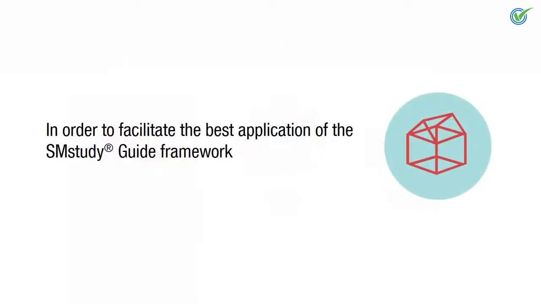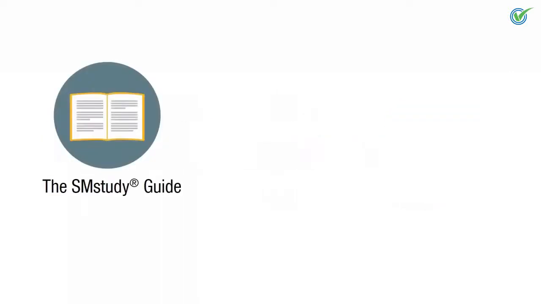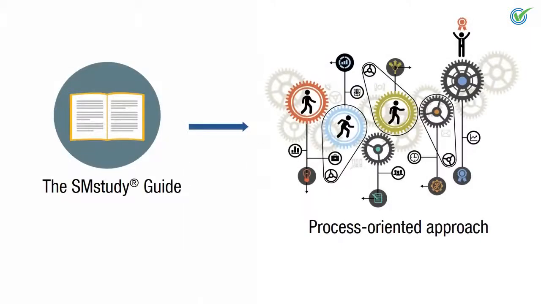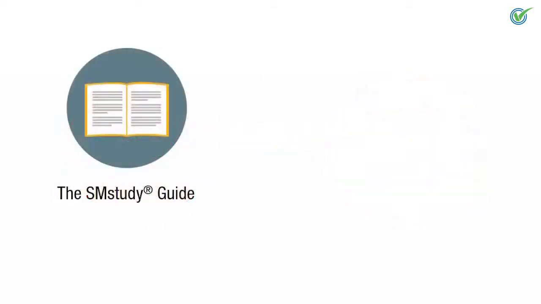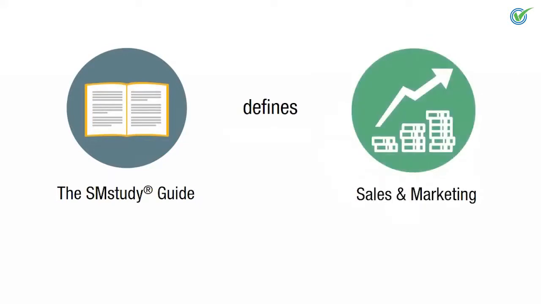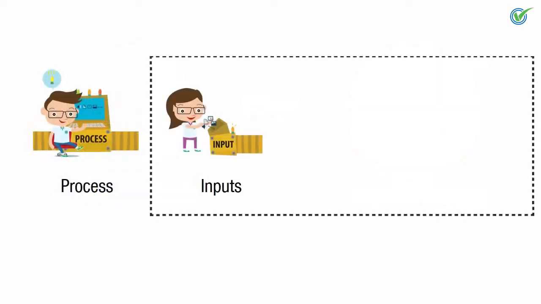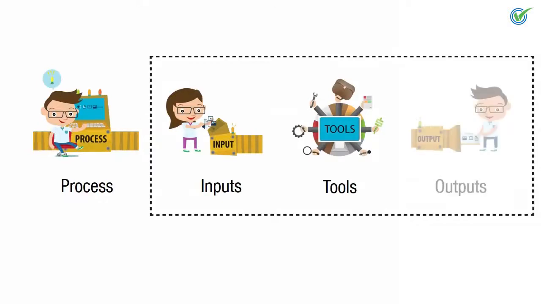Process-oriented approach with defined inputs, tools, and outputs. In order to facilitate the best application of the SMstudy Guide framework, the SMstudy Guide defines an action-oriented process approach to sales and marketing that provides specific guidance to sales and marketing professionals about how to most effectively and efficiently manage their marketing activities. The SMstudy Guide defines sales and marketing in terms of processes that comprise a series of actions leading to a particular result. Each process requires specific inputs and then uses various tools to create specific outputs.